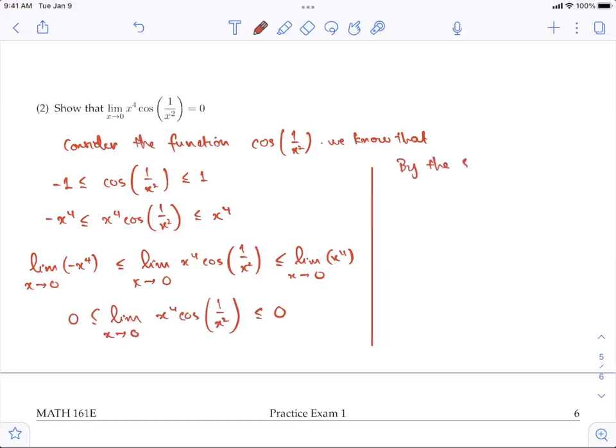By the squeeze theorem, the limit of the function x to the 4th times cosine of 1 over x squared as x approaches 0 is equal to 0. Right. So this is a kind of a proof, right? Therefore, you need the beginning and you need the conclusion and the particular theorem that you want to consider, right? So this is quite important. This line is quite important. So be careful when you do this problem in the actual exam. Please use this statement in the conclusion of the problem.